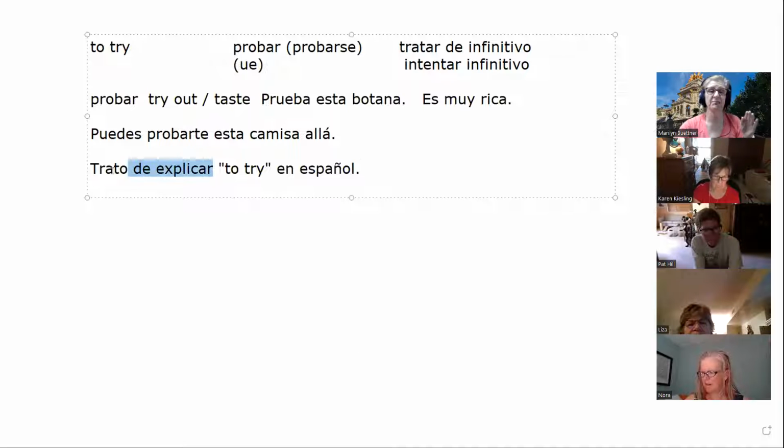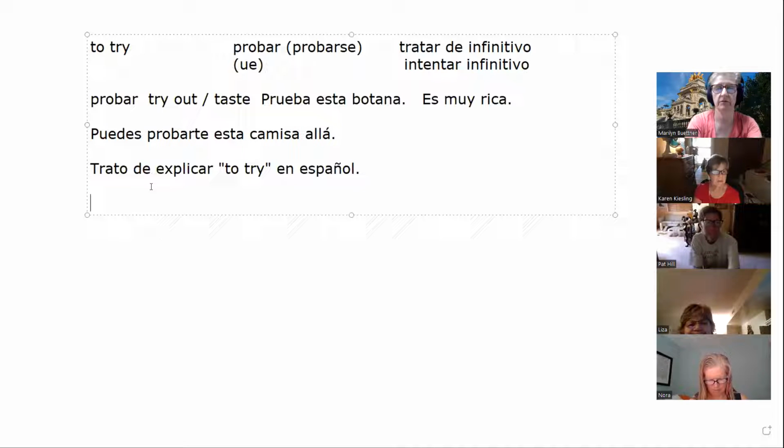Trato de explicar. We need this little odd word de. It really doesn't translate to anything, but in order to mean try to do something, this verb tratar just uses that little word de. So what does it mean to you? Nothing. Okay, it doesn't translate to anything. It's just that this verb needs to use that little preposition. That's what happens. Okay.